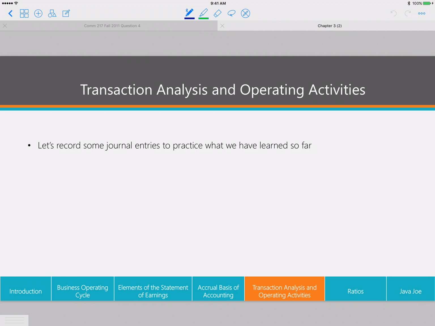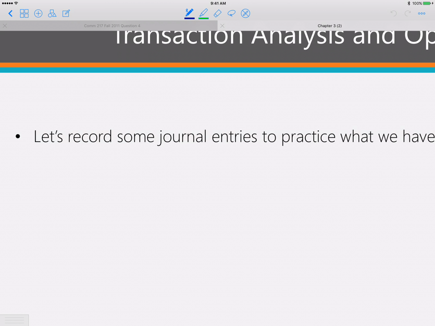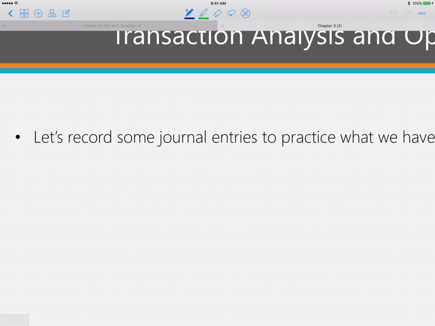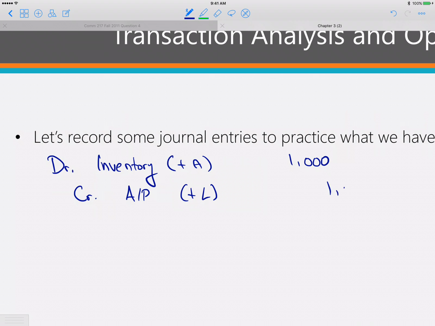So let's record some journal entries to practice what we've learned so far. And we're going to talk about which financial statements they would go on. So at first, let's purchase some inventory on account. So to purchase inventory on account, we would debit inventory, which is an increase to assets. So we bought $1,000 of inventory, and it was on account. So we would credit accounts payable, so it's an increase in liabilities, by $1,000.